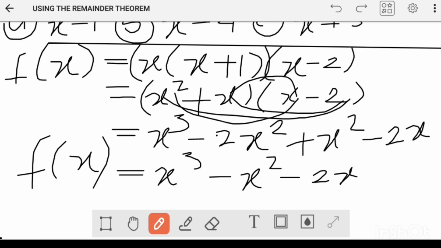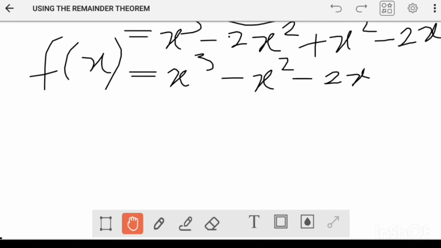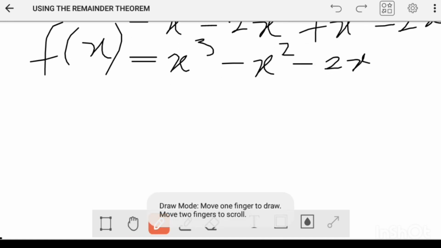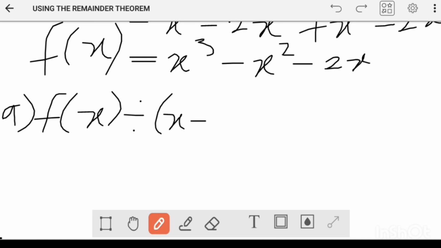We are using f of x because by the time we start dividing this polynomial using our remainder theorem, the value of x will be changing. So that's why we're using what we call f of x, which means the function of x. Now from the first one, from the top there, we're asked to divide f of x by x minus 1, which is the first one, which is a here. So we'll say f of x divided by x minus 1.